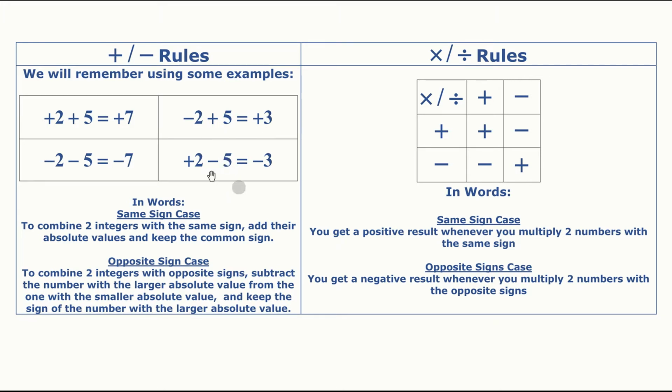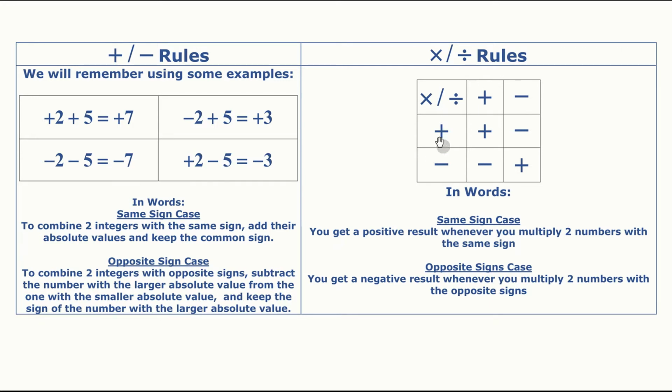So here the sign of the larger number would be negative, here it would be positive, etc. Now, multiplication and division rules are much simpler than these, right? With these, if you multiply, there's a nice table you can make here because of the simplicity. Notice that it works with both multiplication and division.